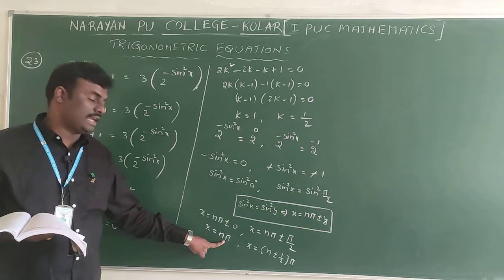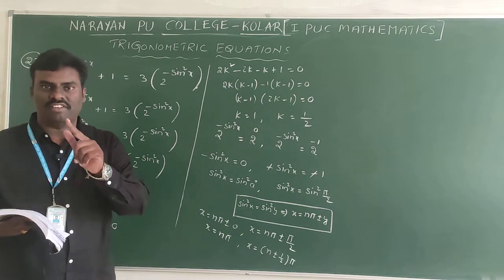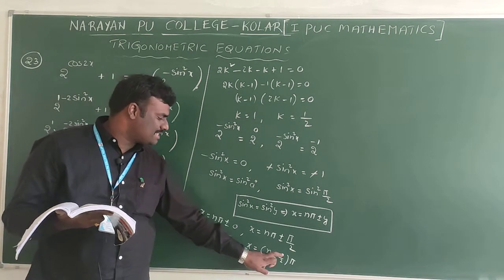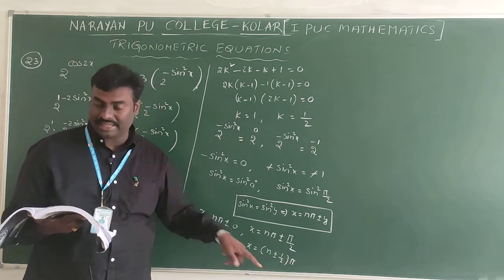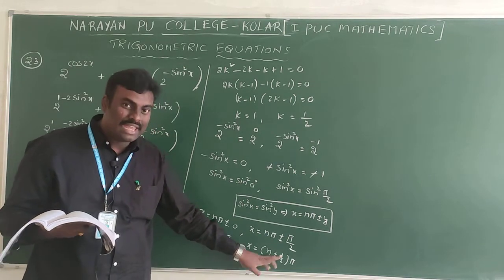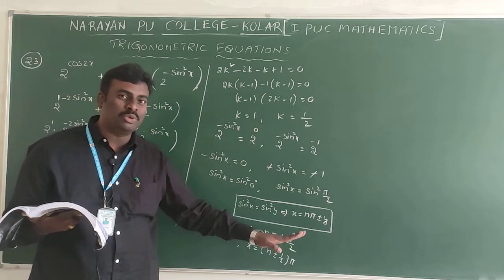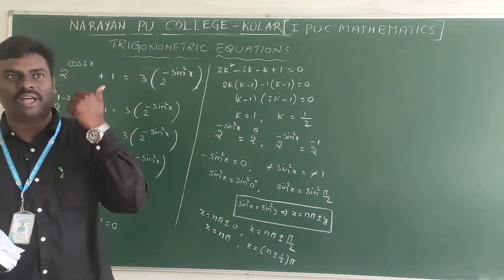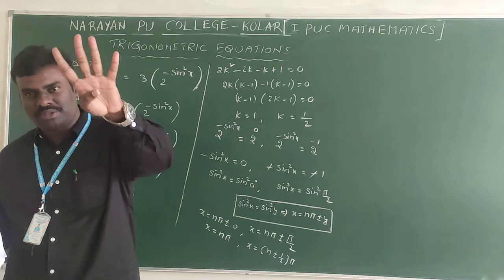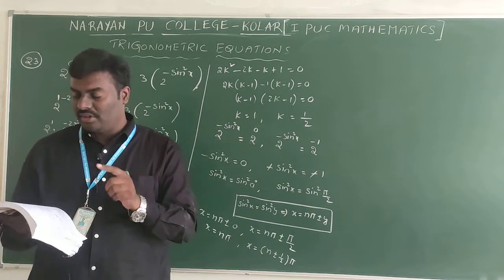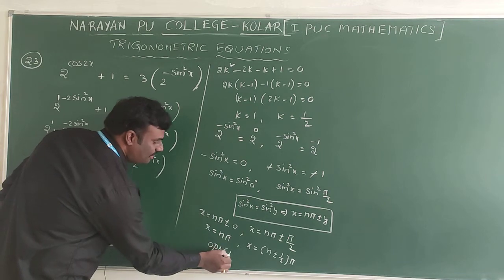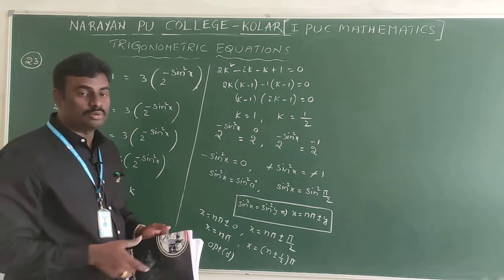See, first one, n pi, is given in the first option. If you take plus, n plus 1 by 2 into pi, that is given in the second option. If you take minus, n minus 1 by 2 into pi, it is given in the third option. Then which is the not solution? Fourth option is not a solution. That is nothing but the fourth option. None of these is the correct answer for this question number 23.